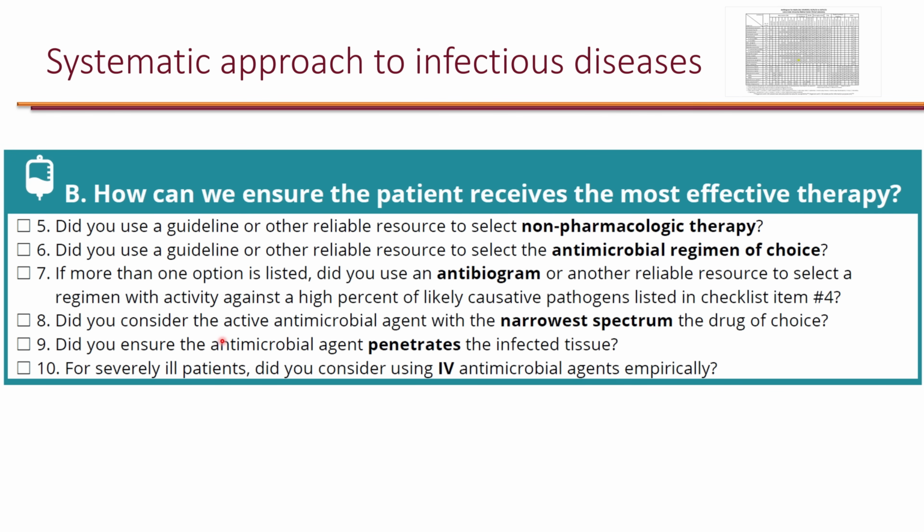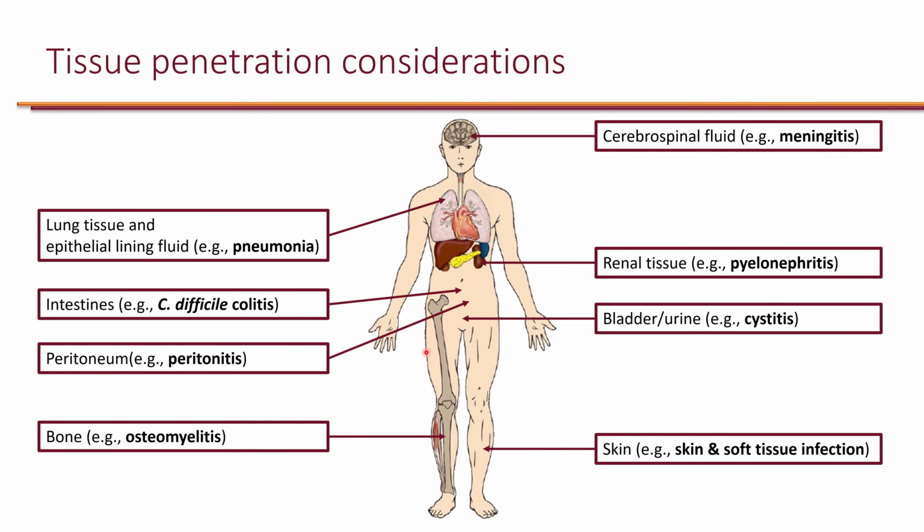Now, the next thing to consider is, did you consider the active antimicrobial agents with the narrowest spectrum the drug of choice? So in general, we want to avoid a broad spectrum and focus on the narrowest spectrum possible, and we'll talk about that in a later lecture. And penetration is also important. So depending on the type of infection you're treating, you want to make sure that the antimicrobial agent actually penetrates to the site. And here's what it means. So essentially, in general, we either take antimicrobials orally, so it goes in through the mouth and then it's absorbed and goes into circulation, or it's directly injected into the blood.